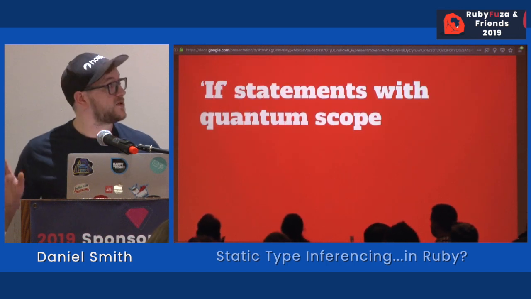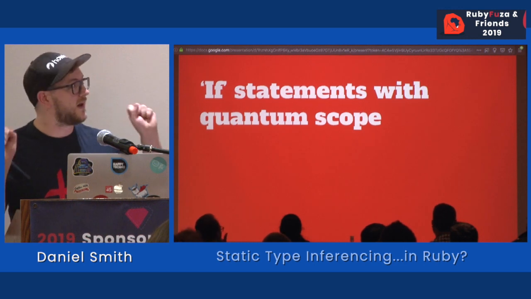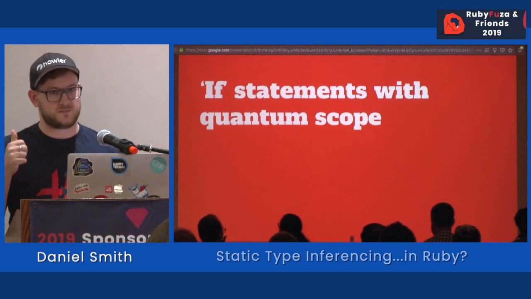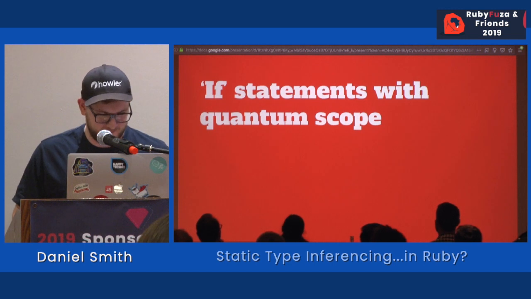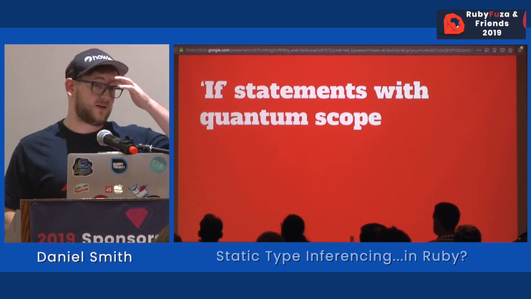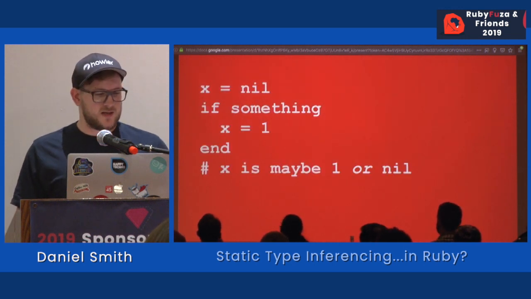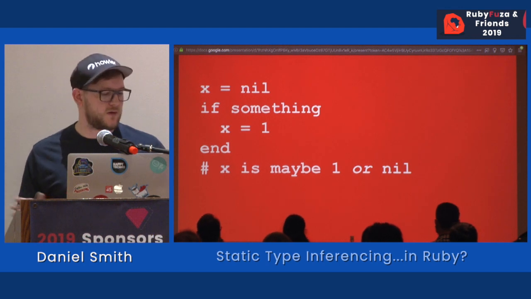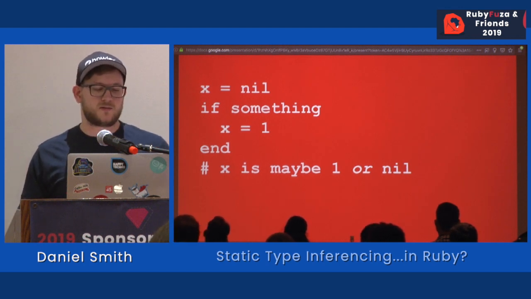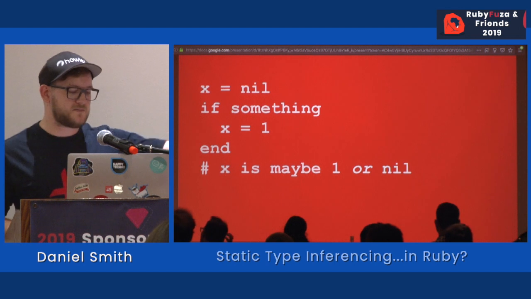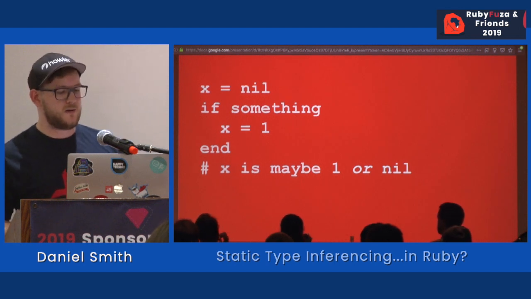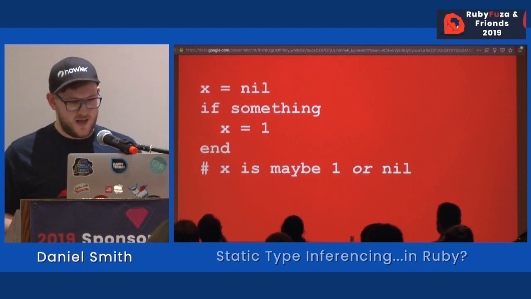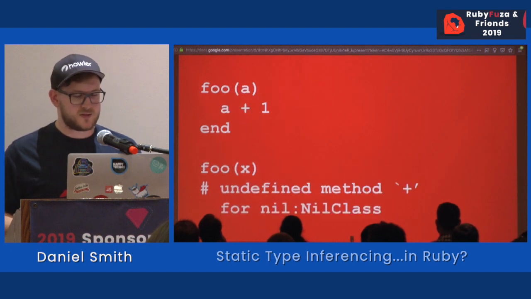And then I came up with this crazy idea. So you got if statements with quantum scope. And I thought that sounded pretty awesome. But basically what it means is that, let's say you've got x, and if something that we can't really statically understand could be true, could be false, you set x to 1. So now in this case, you say, cool, x is maybe 1 or nil. And then from then on, you can start doing interesting things.